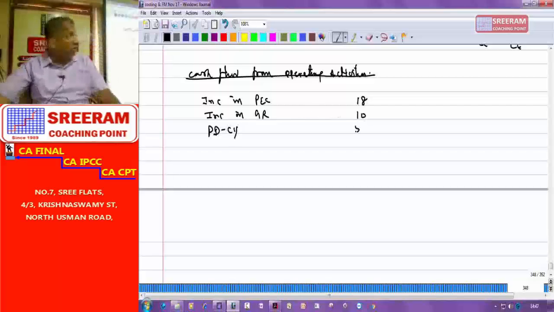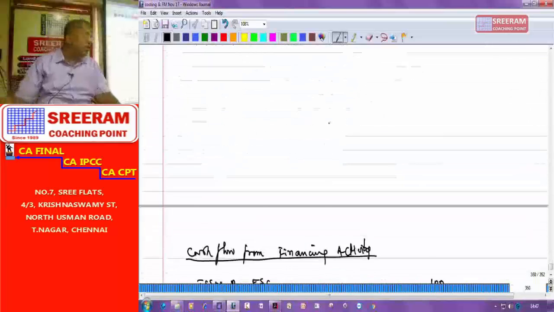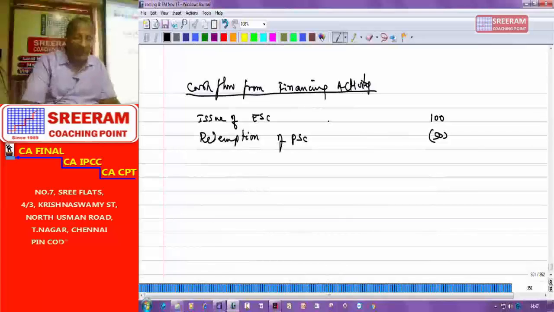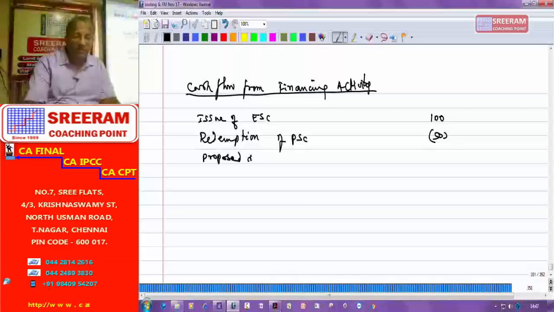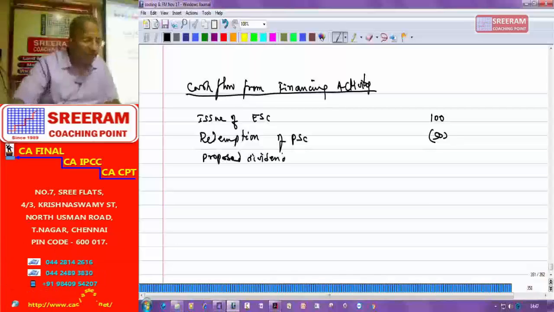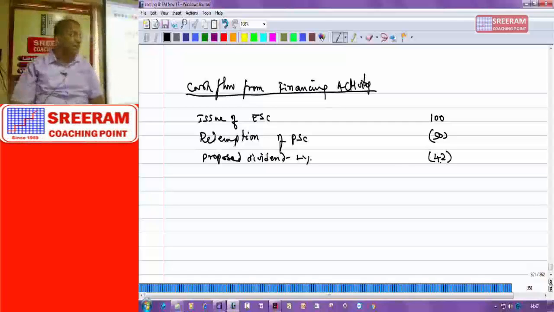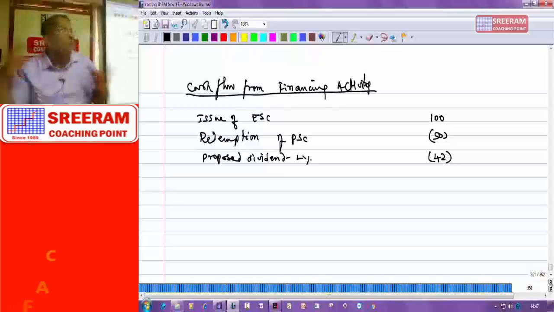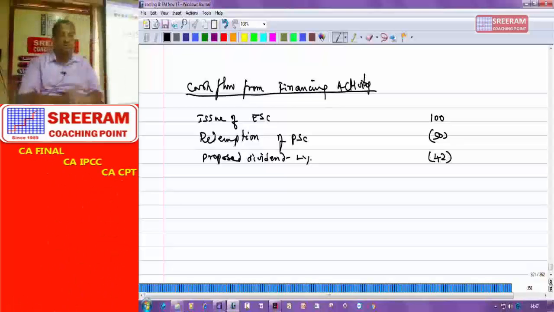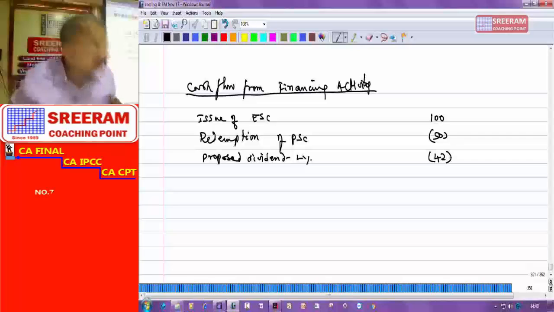What have we done for the opening balance? 42. Opening balance of 42, we have shown it on the application side. Here, payment of proposed dividend of the last year. How much is that? 42. Within brackets you have to show. Why within brackets? This item was appearing on the application side of cash book. Are you understanding, all of you? Application side will result in outflow. Therefore, it should be shown within brackets.